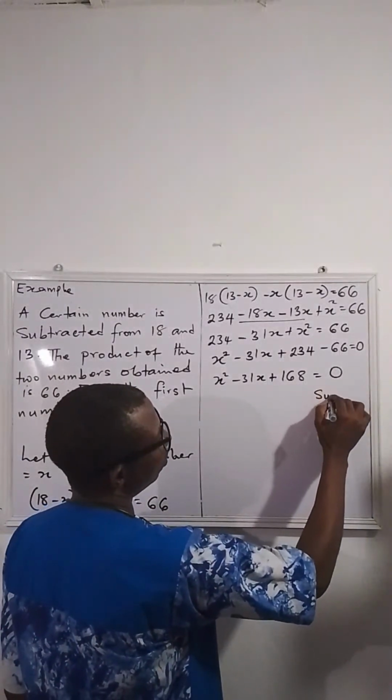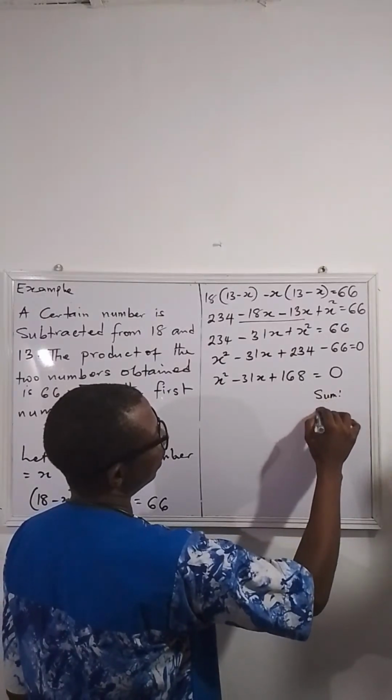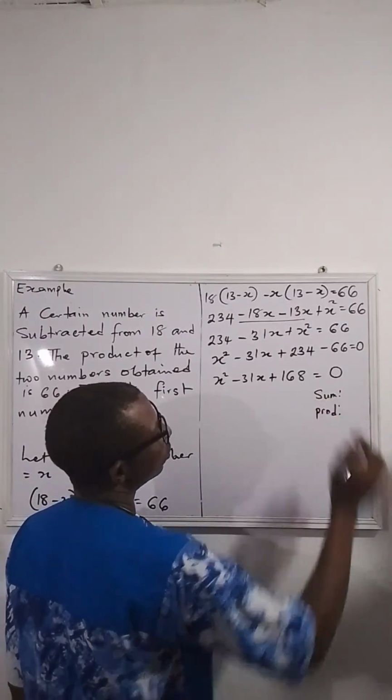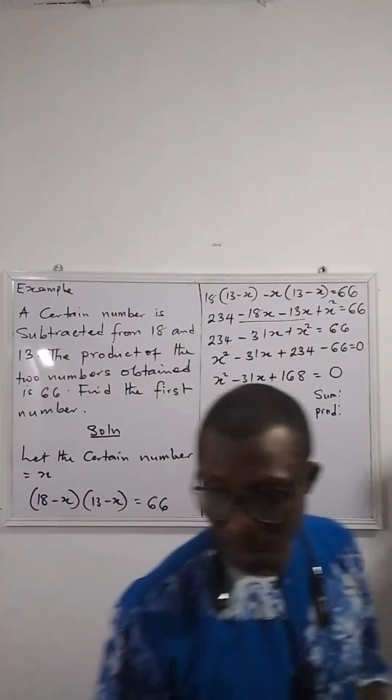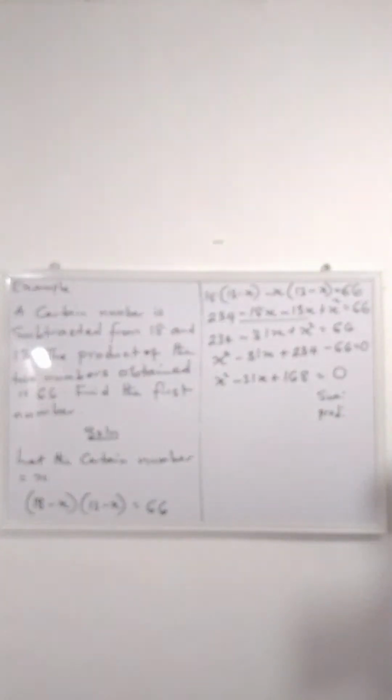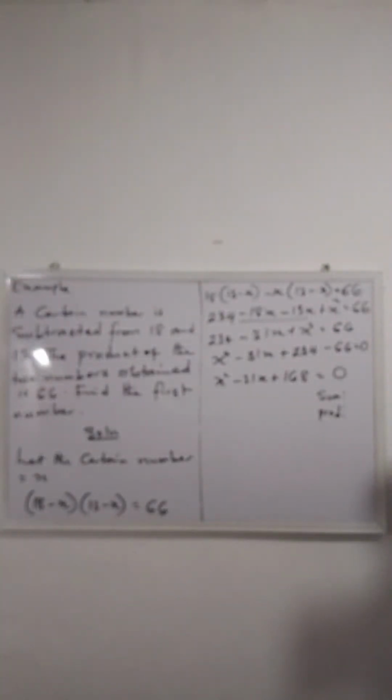What's going to be the sum of this quadratic equation? What is the sum and what is the product? I'm waiting for your answers. The sum and the product.